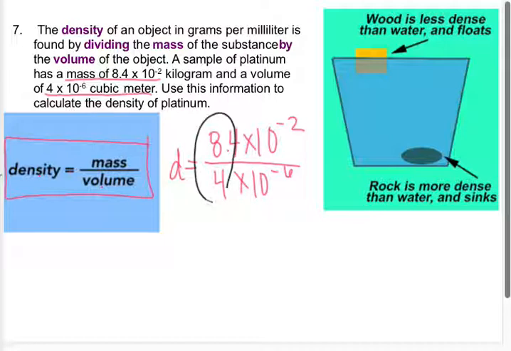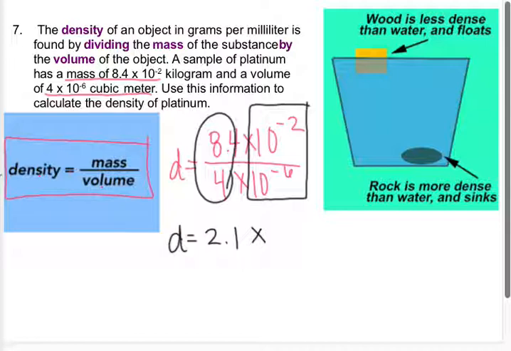And what we would need to do is 8.4 divided by 4. And if you do that, it gives you 2.1 times, now we use our rules of exponents again. If I have 10 to the negative second divided by 10 to the negative 6, I would move this negative 6 up here. So I would have negative 2 minus a negative 6, so it gives us negative 2 plus 6, which gives us 10 to the 4th. And this would be in kilograms per meters cubed.